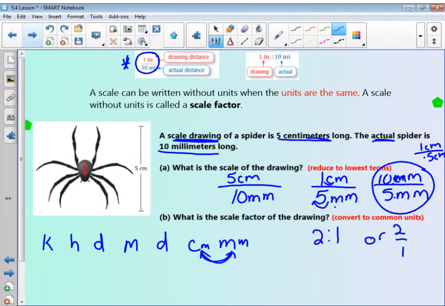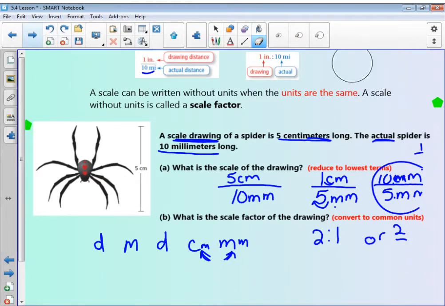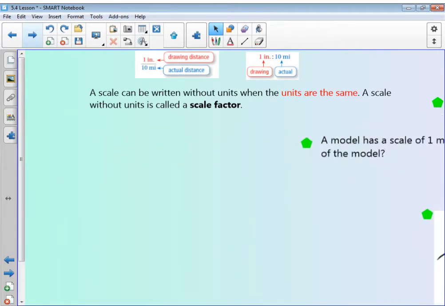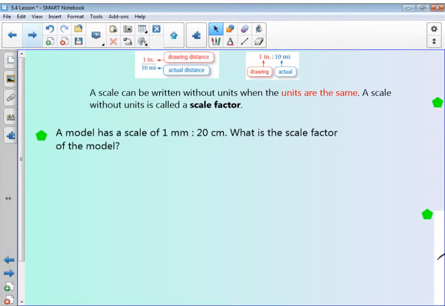Scale factors is just one extra step of doing that converting. It's used sometimes. They will do this if you have ever looked at the bottom of a toy car. They have the scale factor on the bottom. It'll say like 1 to 80 or whatever the number is. They do this on actual things. So if you ever look at a toy car, look at the bottom of it and you'll see a number that looks like that. So here we have a model has a scale of 1 millimeter to 20 centimeters. What is the scale factor of the model?